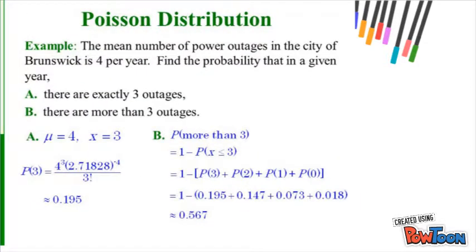Let's take an example of this. In this example, there are 3 outages, so x equals 3 and e equals 2.718 is predefined, and mu equals 4. Put this into the formula: mu power x times e power minus mu divided by factorial x.